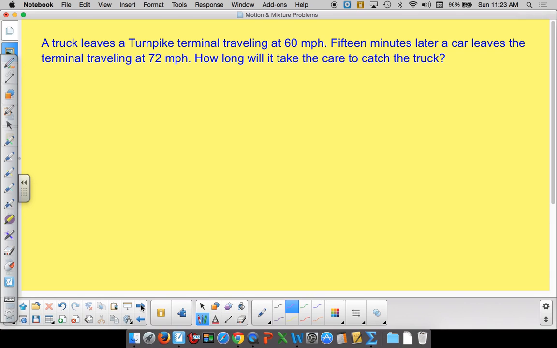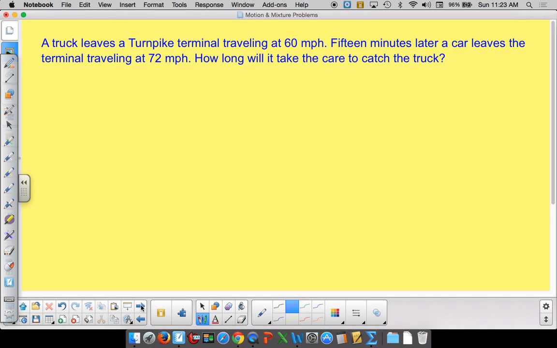Okay, so we're going to read through the problem. A truck leaves a turnpike terminal traveling at 60 miles per hour. 15 minutes later, a car leaves the terminal traveling at 72 miles per hour. How long will it take the car to catch the truck?